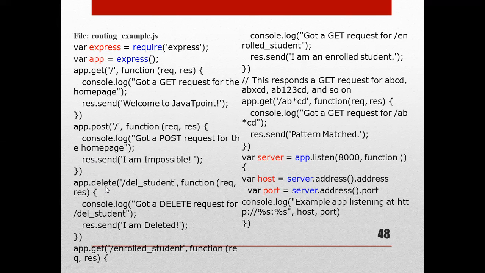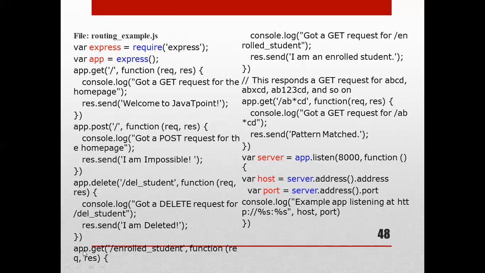Then app.delete, with the route slash delete page. It contains a function with the parameters request and response. The body has a console.log message saying got a delete request for the delete student. These are the pages here. It sends the response using response.send, like I am deleted.